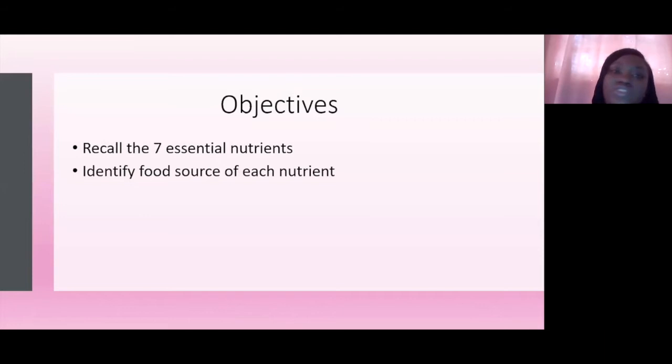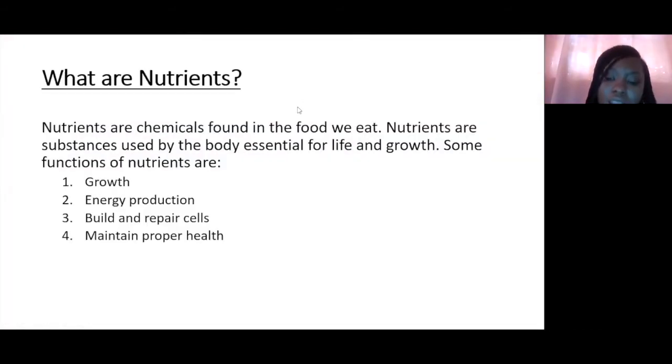So, like I said, you should know examples of food that are rich in these nutrients. You should know what these nutrients are. You should know why they are important for our body. Done.